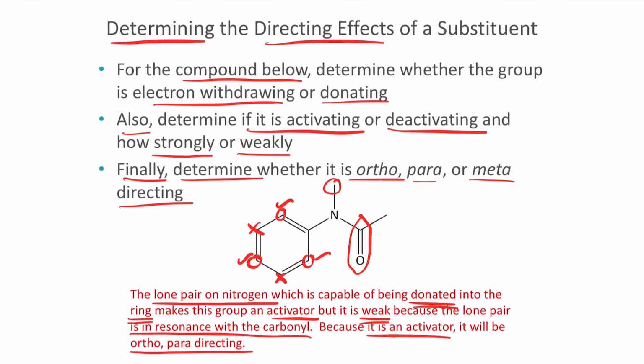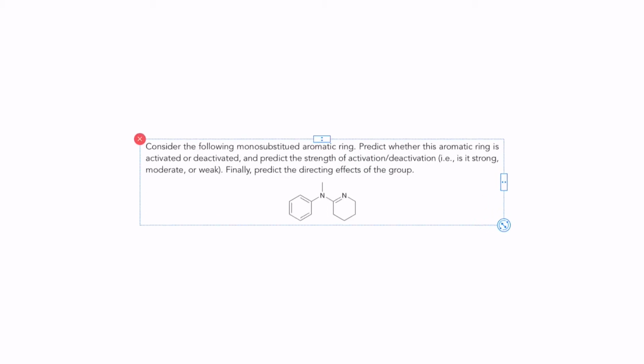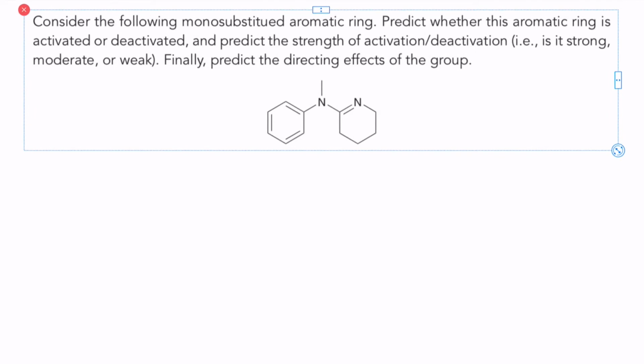Before we go into that, I'll give you some more examples so that you have something to practice. Let's try another problem. Consider this structure here. They're asking you to predict whether this aromatic ring is activated or deactivated, and to predict the strength of activation or deactivation. Notice that we are only concerned with the nitrogen group. We are not concerned with anything else.